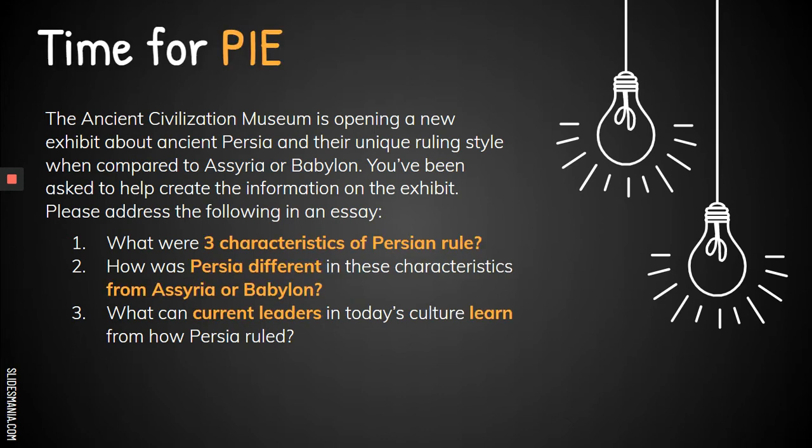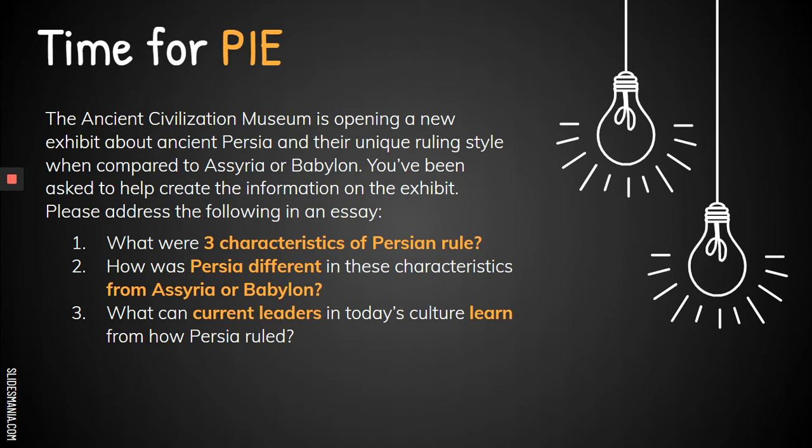So let's look at PI and see if we can figure out how to tackle the question. We need to pinpoint the content the question wants to know about. The first area I see is the 3 characteristics of Persian rule. Another area they want to know about is how Persia is different from Assyria or Babylon. This means I need to have an example or two to show the difference between Persia and one of those other civilizations.